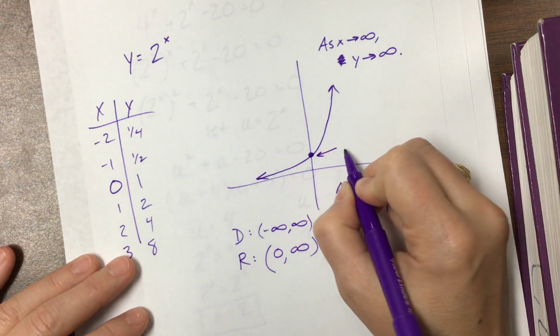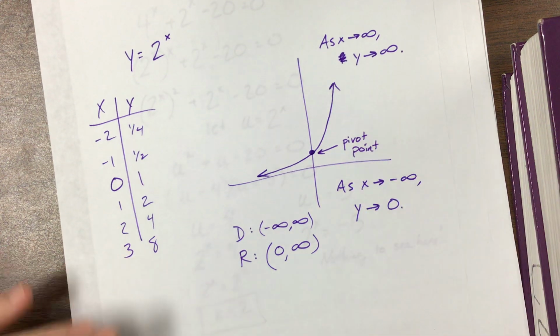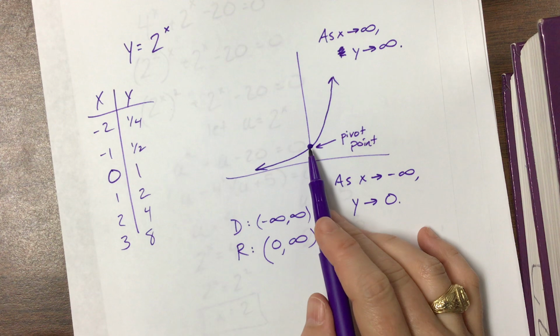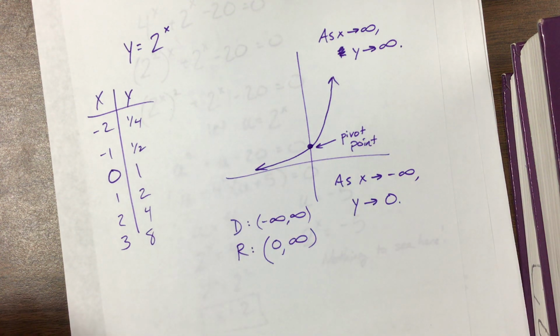This point, sometimes we call that a pivot point. And that way you can see the transformations. If I were to shift it left, right, up, down, whatever, we're going to see what happens to this point, and then we can base everything off of that.